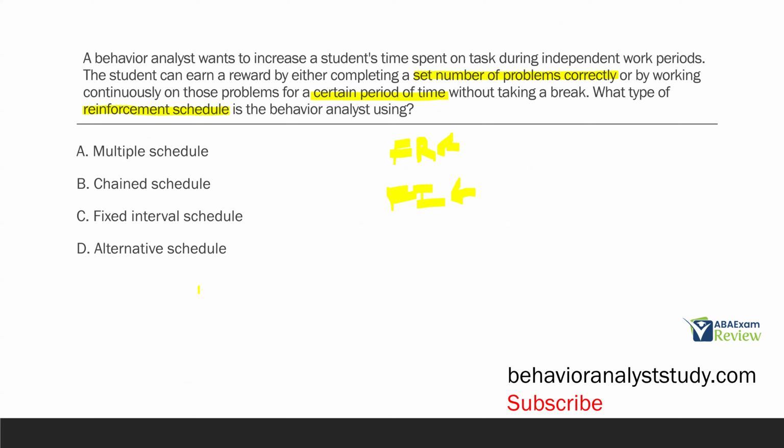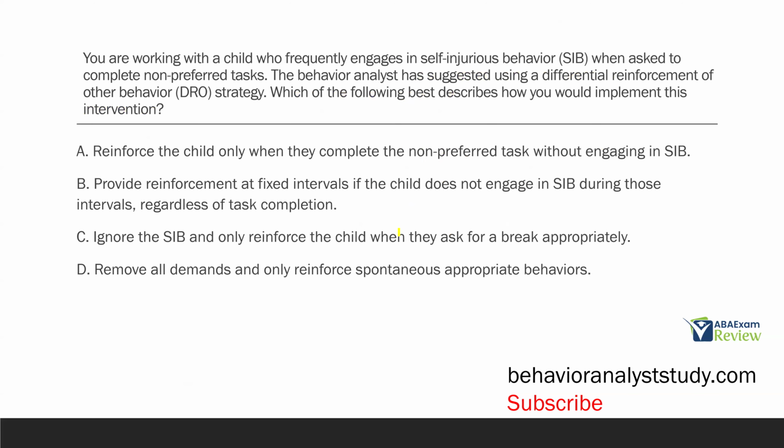Now, what about C, a fixed interval schedule? Well, you could argue that we're looking at some sort of fixed interval schedule for a certain period of time, but since this is a compound schedule, we have to go a little further because we also have this ratio schedule available. And since we have both a ratio and an interval schedule available, and the client can complete either, we're looking at D, an alternative schedule. The alternative schedule is either a ratio or interval schedule.